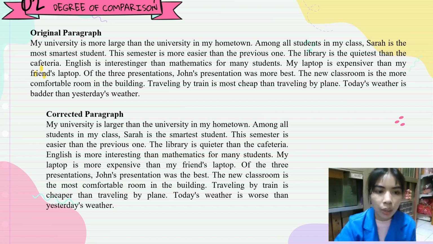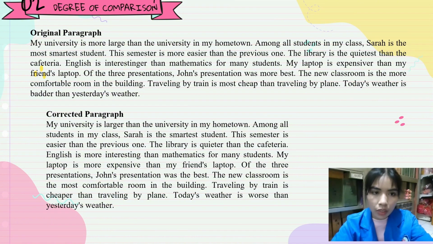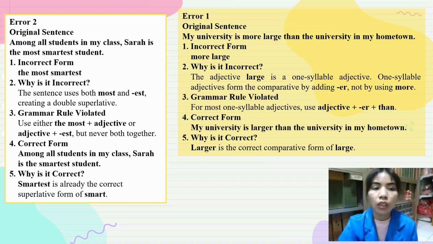I have the original paragraph and my corrected paragraph. Let's look at where the errors are in the slide, the original paragraph and the correct paragraph. Okay, we look at the error paragraph. In the first sentence, "more large" is incorrect. Large is a one-syllable adjective. The correct comparative form is larger.